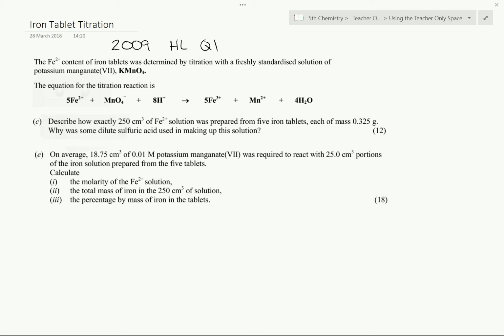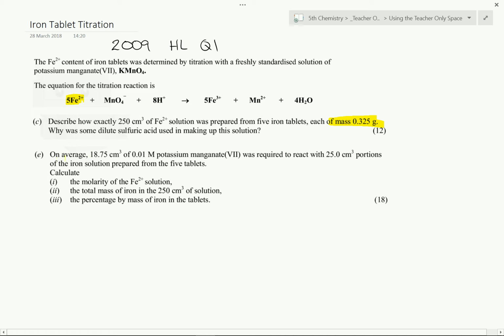Now in the information I've given, I've included part C. We're not actually going to answer part C, it's a procedural question on making up a solution. But the reason I included it here is because it gives us the mass of each iron tablet. So it's telling us how much each iron tablet weighs. So it's the Fe2 plus, because we're going to need that later.